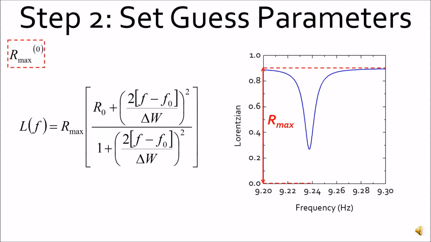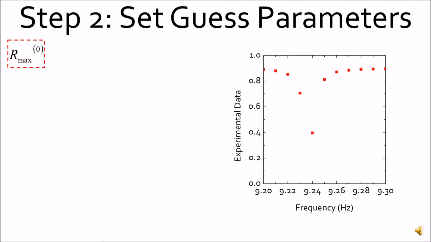And as we know, this is basically a multiple, something you multiply the Lorentzian by to give you its maximum value. If you just set our max to 1, the blue line at the top, where it's basically flat, will just be equal to 1. So we can use this and then say, okay, in our experimental data, the maximum is about 0.9. So we could approximate it to be 0.9.